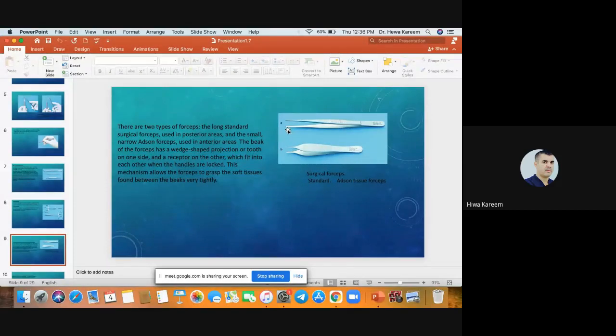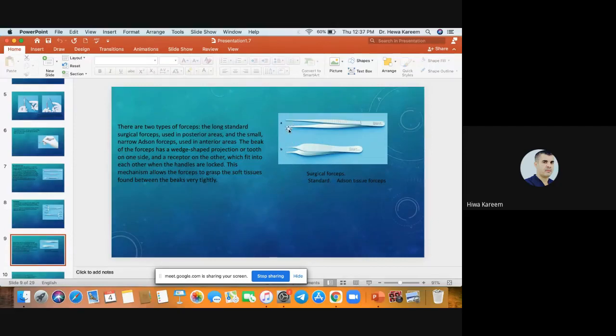It has a peak. The peak of the forceps has a wedge-shaped projection, or tooth, on one side, and a receptor on the other side. On the other side you have a depression. On this side an elevation and on this side a depression, which fit into each other when the handles are locked.